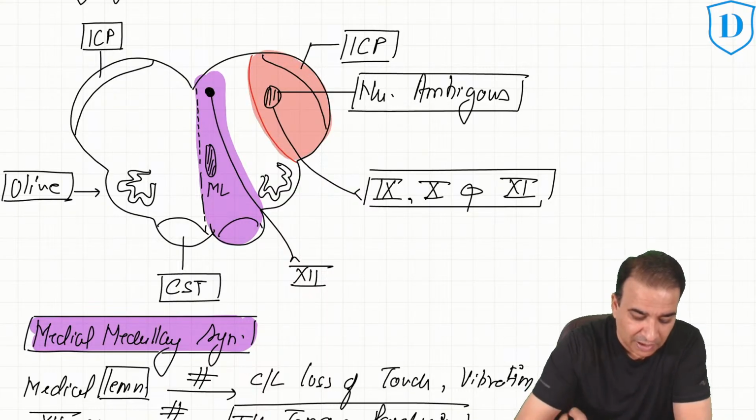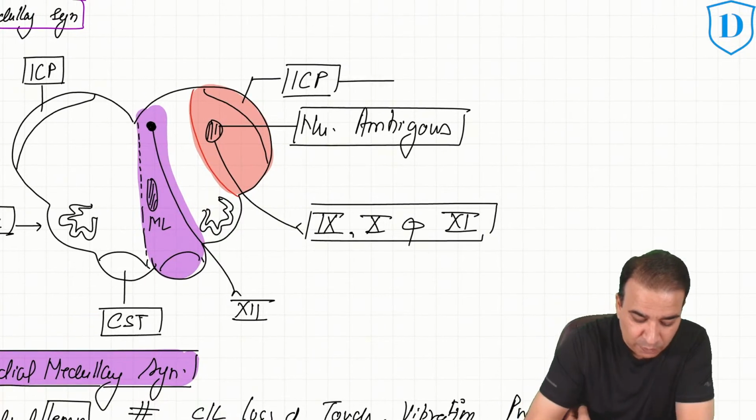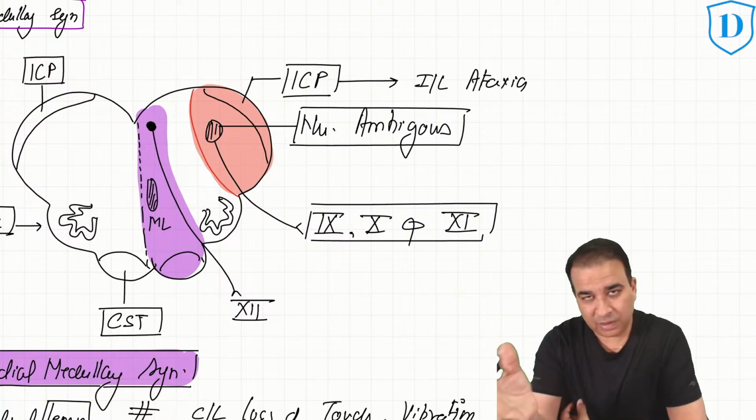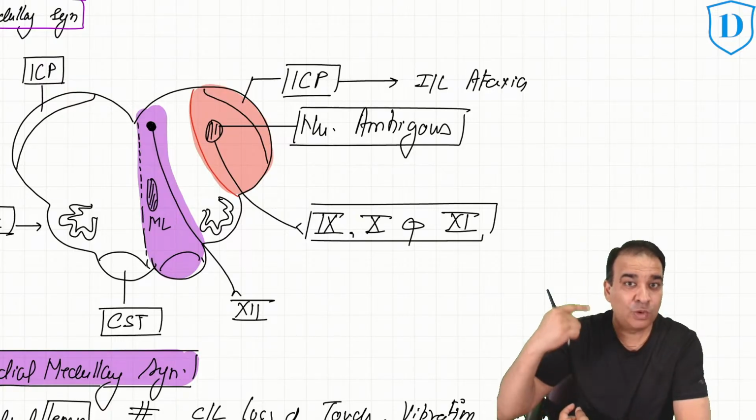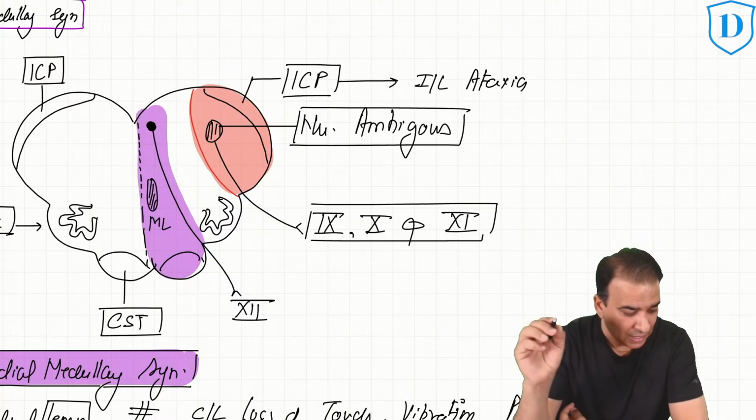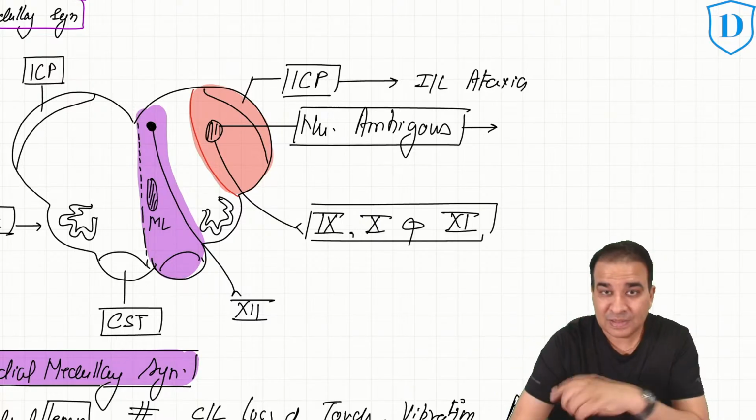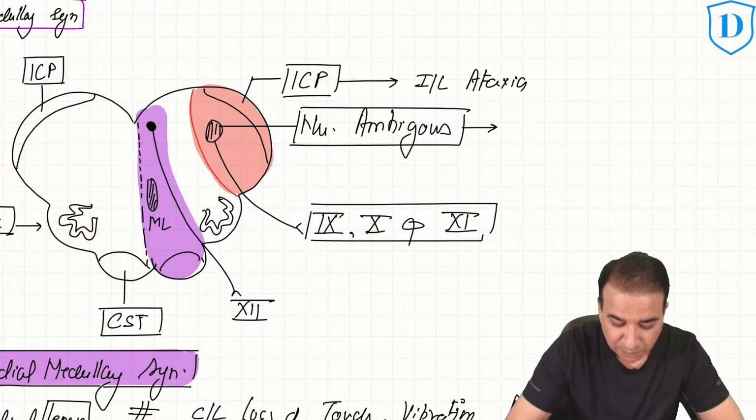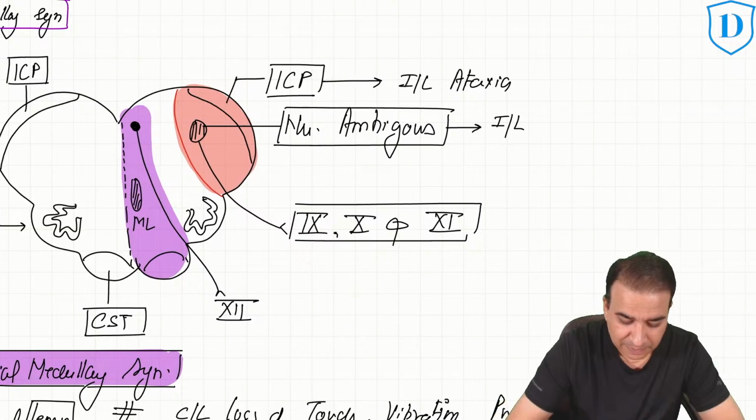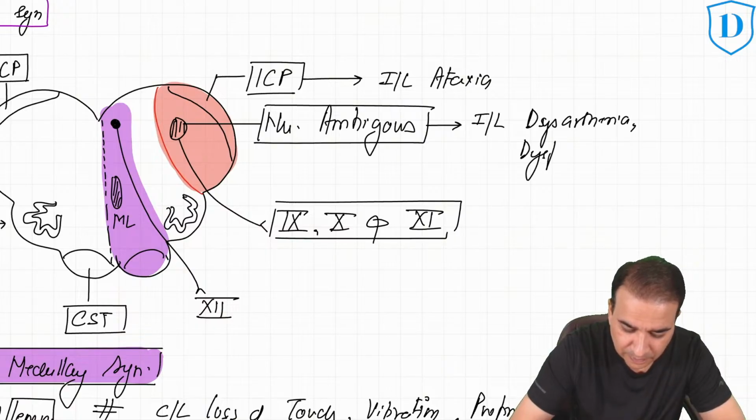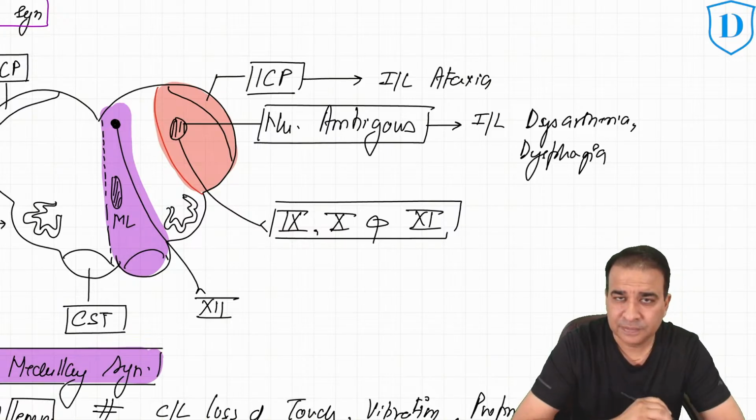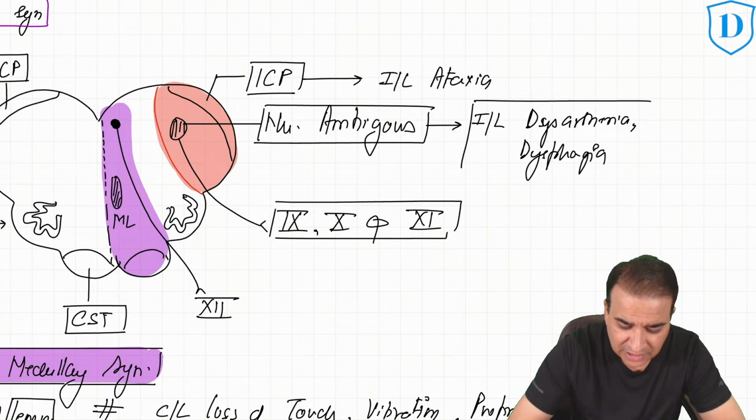Now, inferior cerebellar peduncle involvement, guys. If the inferior cerebellar peduncle is involved, the patient will have ipsilateral ataxia. If you involve the tract of the cerebellum, obviously the inferior cerebellar peduncle, it's the peduncle which is taking the tract toward the cerebellum. So ipsilateral ataxia will be there. And the nucleus ambiguus is involved. That means the 9th nerve is gone, the 10th nerve is gone, the 11th nerve is gone. So the patient will have ipsilateral dysarthria, dysphagia. So dysphagia and dysarthria will be there.